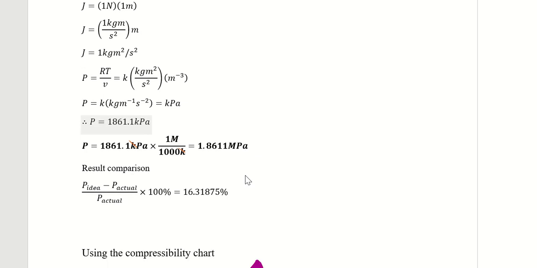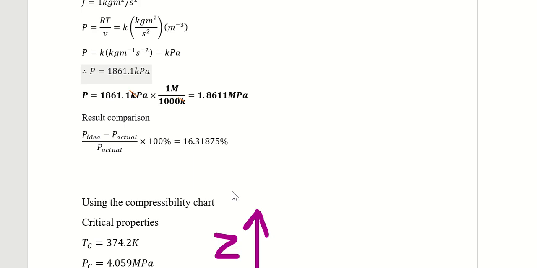So they told us to compare our results, and from the result comparison, we get the ideal pressure minus the actual pressure. This is the calculated pressure minus the actual pressure divided by the actual pressure, multiplied by 100%. You get a percentage error of 16.31875%. So it will always be just like that. The result from the ideal gas equation is going to have a lot of percentage error.